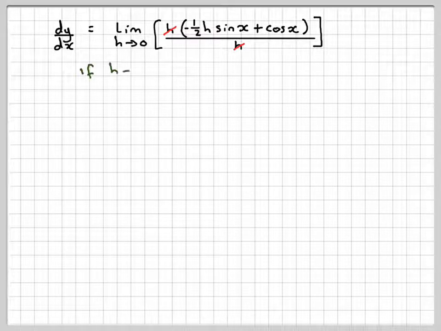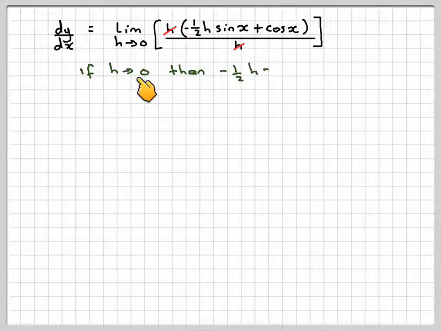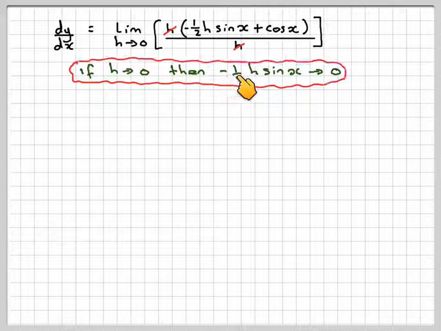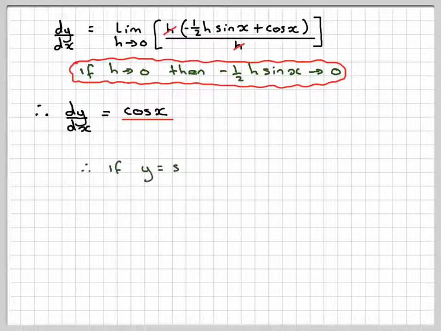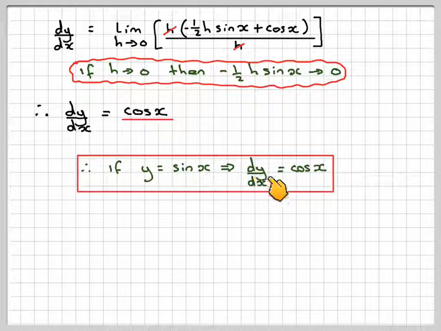So if h goes to 0, then minus a half h sine x, if h is very, very small, will also approach 0. So small that we can ignore that. And therefore we can say that dy by dx will actually just be equal to cos x, which is the result that we used when we did the video on the graph. So the general result is, if y is equal to sine x, then dy by dx is equal to cos x.